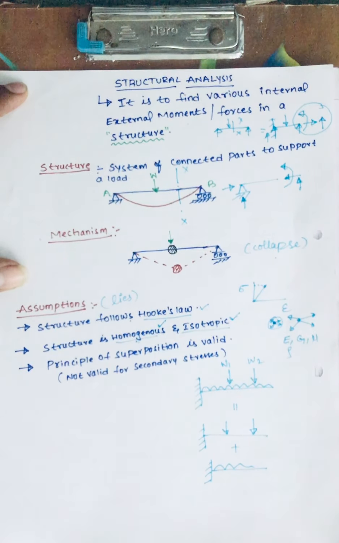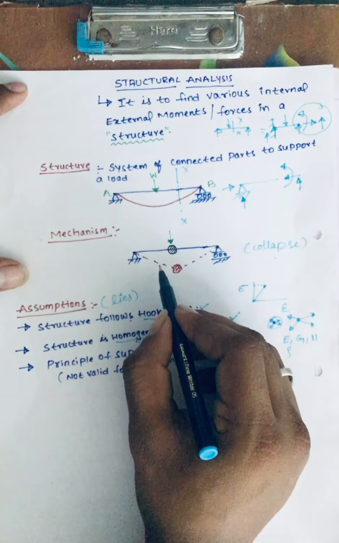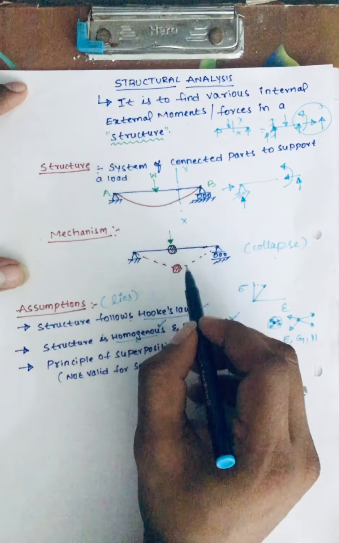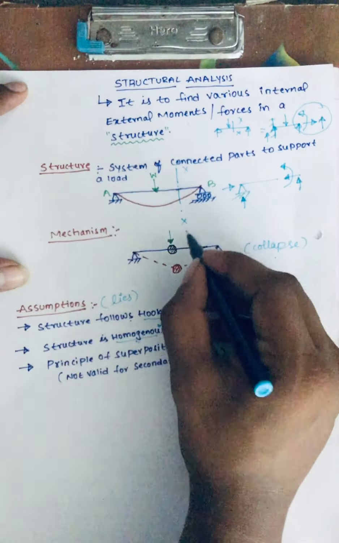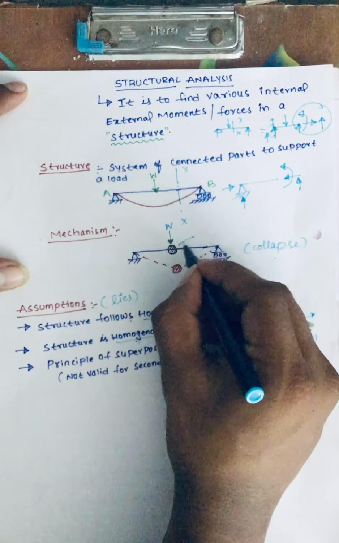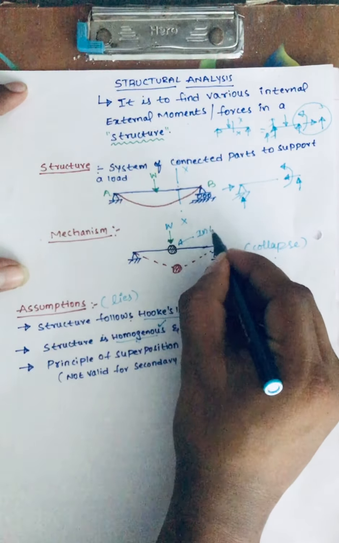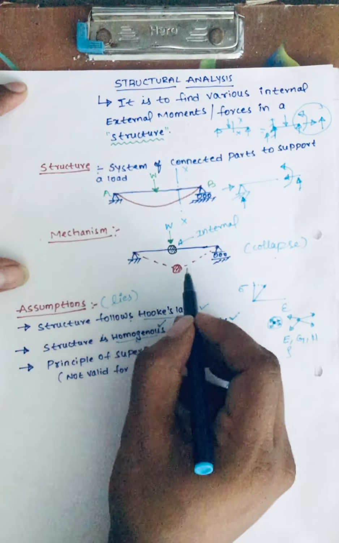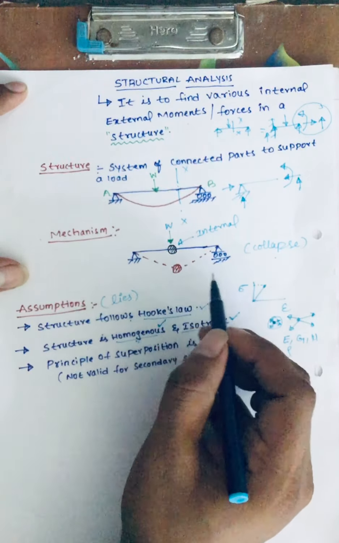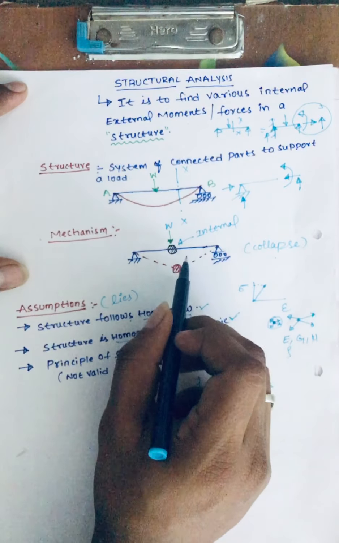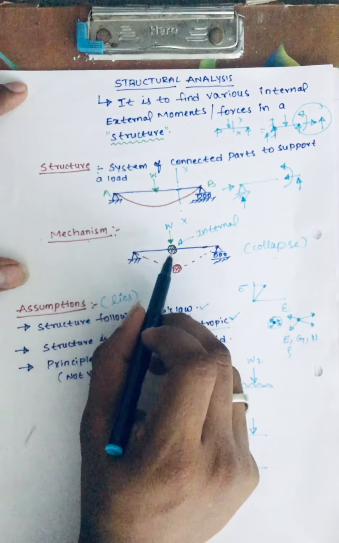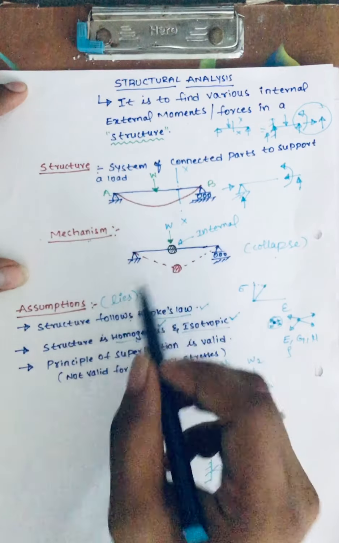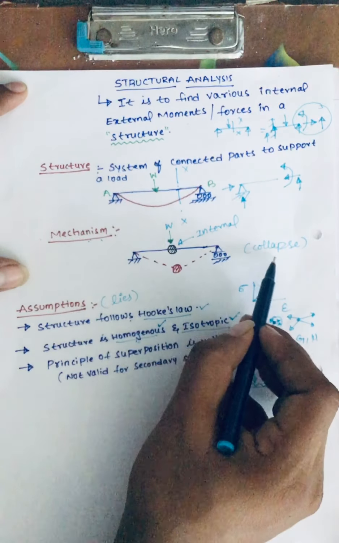Suppose there is no resistance against deformation, what will happen? This is an internal hinge, and when a load W acts upon this internal hinge, there won't be any resistance generated against the deformation. Such a structure is known as a mechanism, and such a failure is known as mechanism, and the normal term for mechanism is collapse.